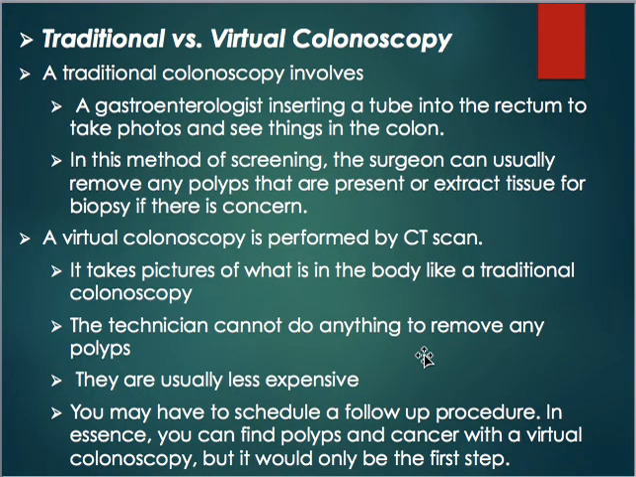These are some of the differences. On a traditional colonoscopy, the gastroenterologist inserts a tube into the rectum and takes photos. They can see things that are going on inside of the colon, like we just saw in the previous slide. In this method of screening, if the surgeons find something like those polyps, they can actually take that polyp out and then do a biopsy and test it to see if it's cancerous.